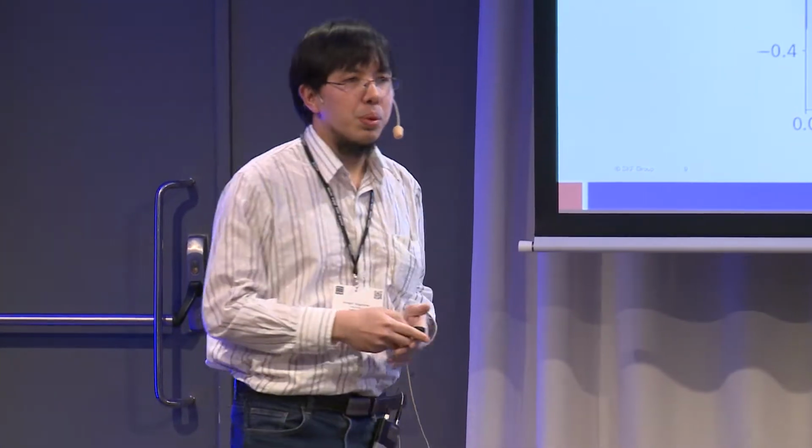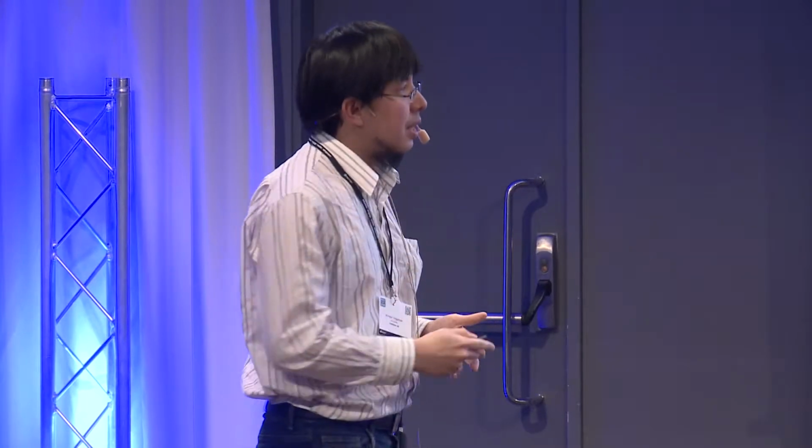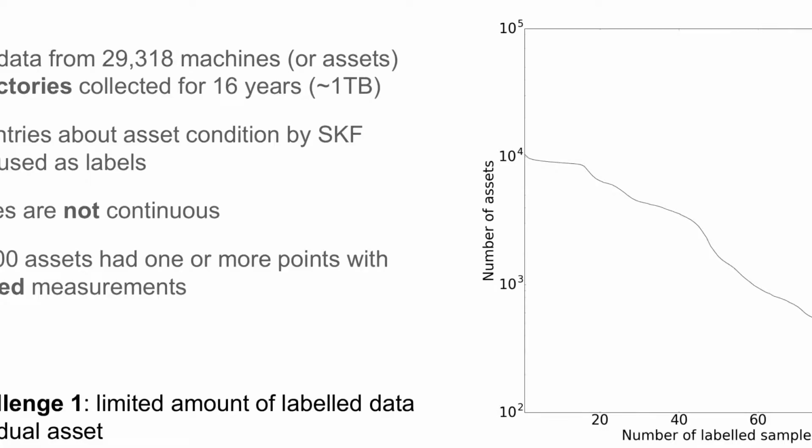Let's now go a little bit into why this problem is difficult. What are the key challenges? The first challenge is about the amount of data. Although the data set that we obtained is of reasonable size, about 30,000 assets of heavy machinery and about 1 terabyte in size, the amount of data per asset is rather small.